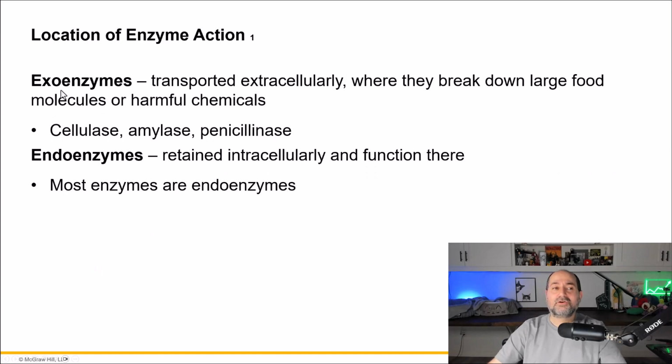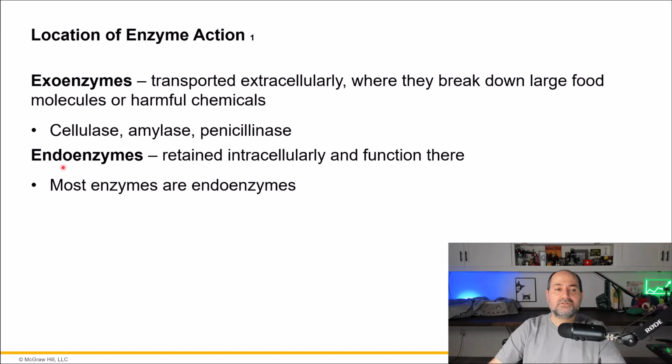Now, some enzymes are actually secreted outside of the cell. Those are called exoenzymes. And some enzymes work inside of the cell. Those are called endoenzymes, because that's what those prefixes mean. Exo means outside, endo means inside. So exoenzymes are transported extracellularly. That means they're released from the cell, where they break down large molecules or harmful chemicals. Examples are cellulase, amylase, penicillinase. All of these are exoenzymes, enzymes that are secreted by the cell to the outside, and they function outside of the cell.